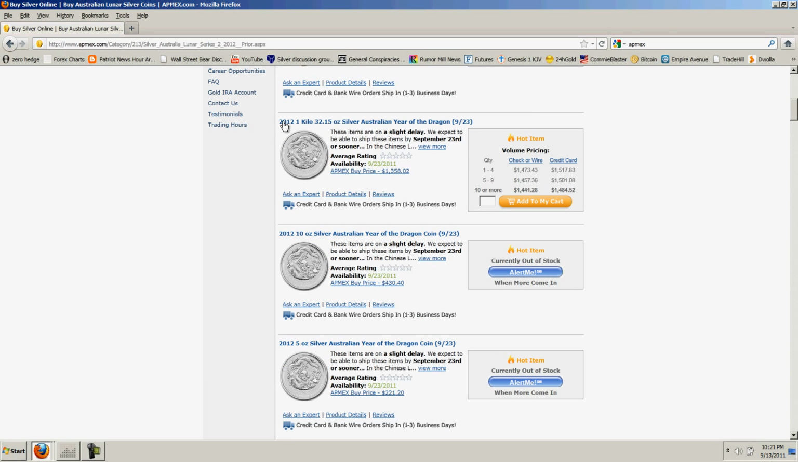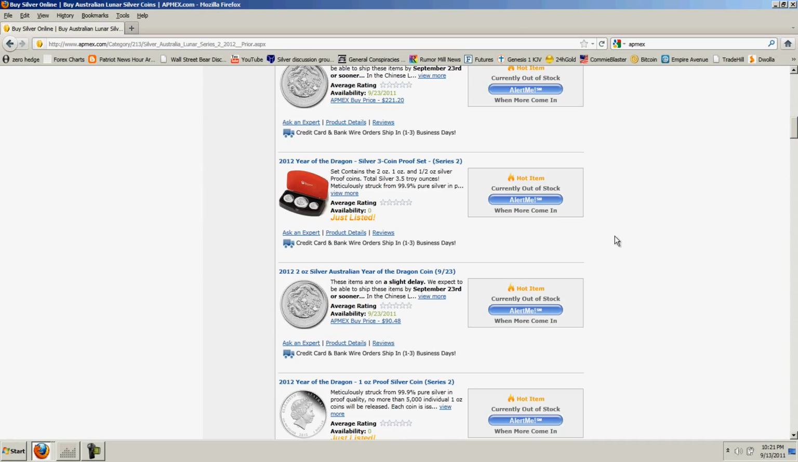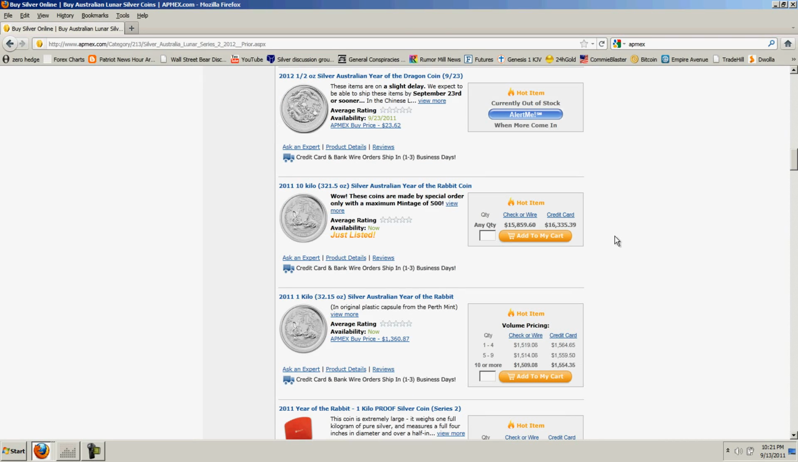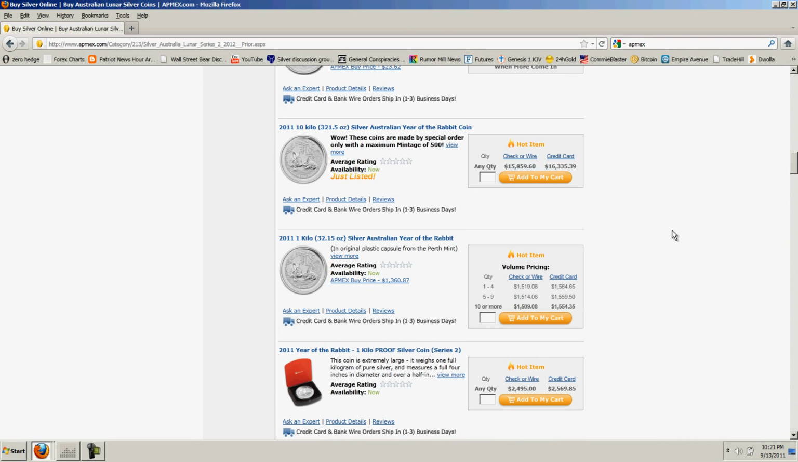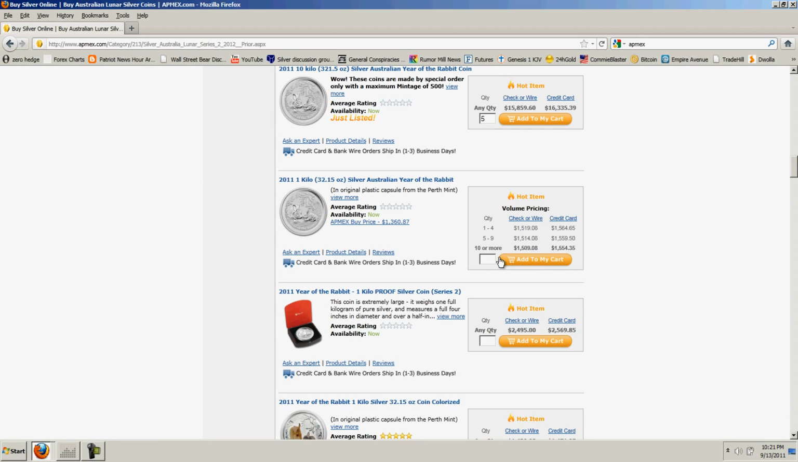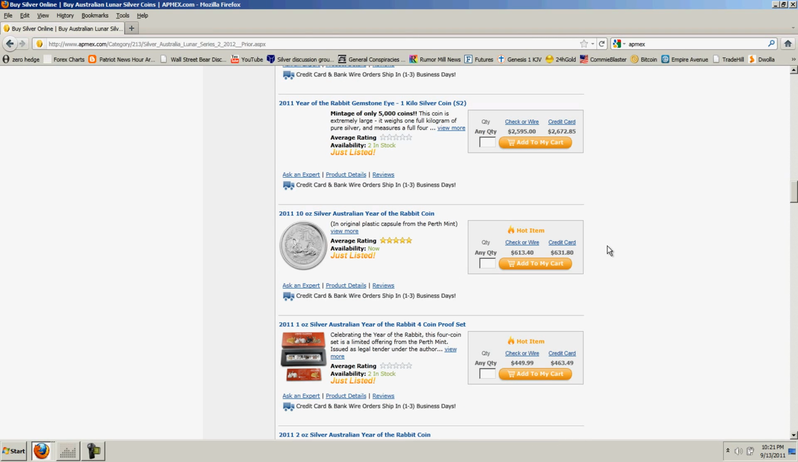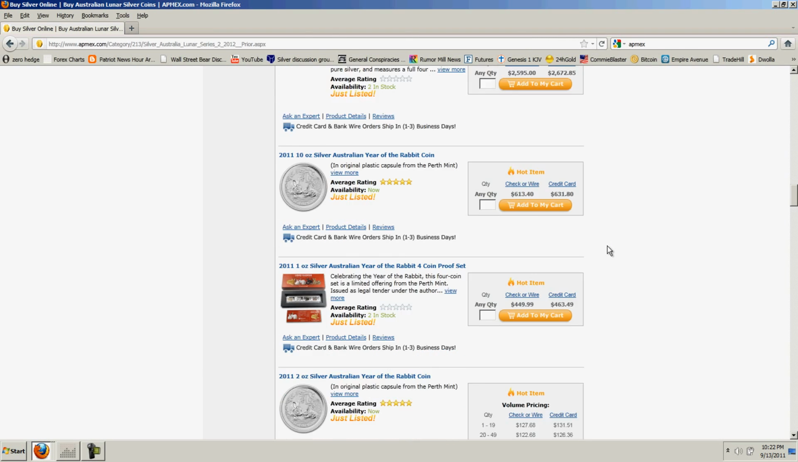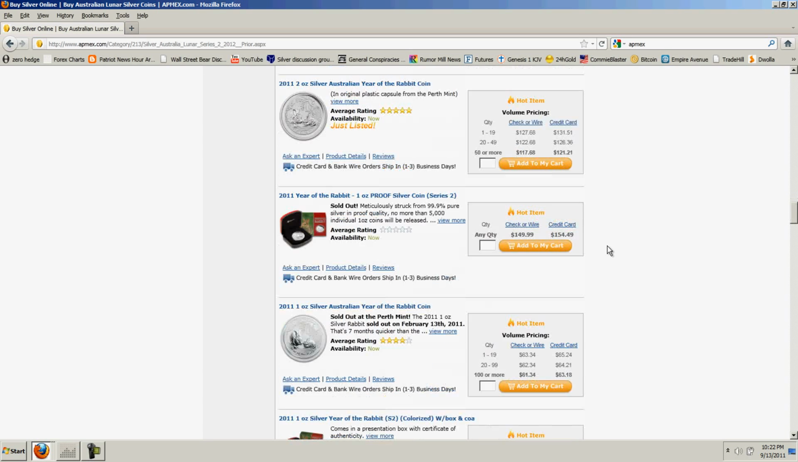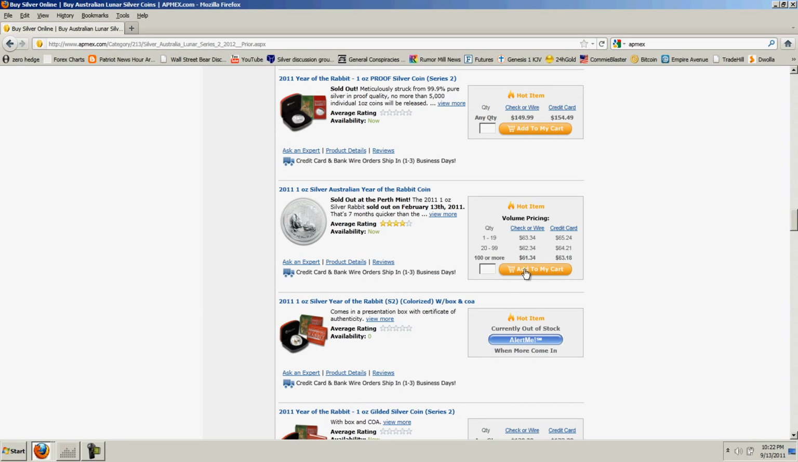So you can see they've got some kilo coins. I don't know how many of those they have. They got 155 of the kilo coins. Everything else is alert me until we get down to these rabbits. There's a 10 kilo, 321 ounces for one coin, and they've got 5 of those. And they've got some of these 32 ounce coins. They got 23 of those. And then here's our 10 ounce rabbit, our 2 ounce rabbit, and then there's our 1 ounce rabbit.